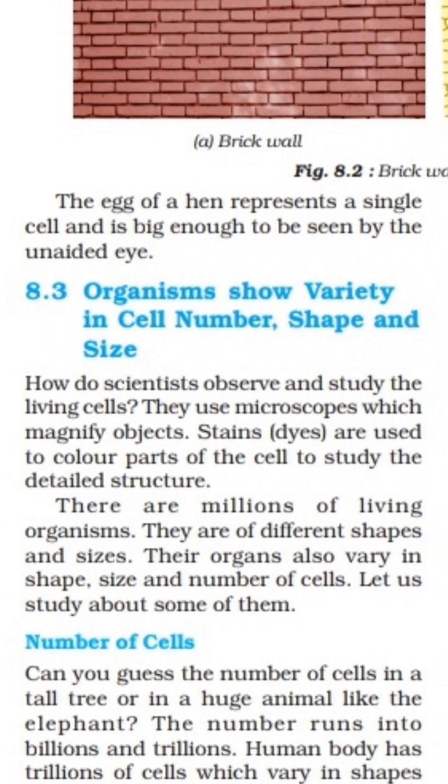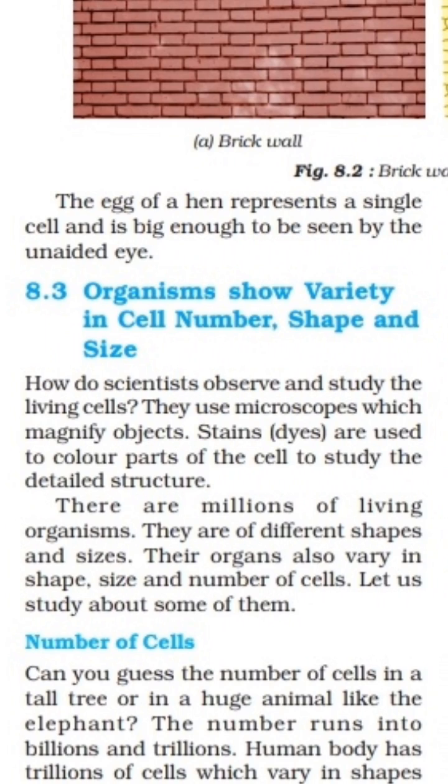Now see, how do scientists observe and study the living cell? Living cells are so small they cannot be seen by the open eyes. Then how do scientists observe and study the living cell? They use a microscope which magnifies objects. ते काय करतात, मायक्रोस्कोप यूज करतात जे की एखादी छोटीशी वस्तू ती मोठी करून दाखवतं. Stains, which means dyes, are used to color the part of the cell to study the detailed structure.